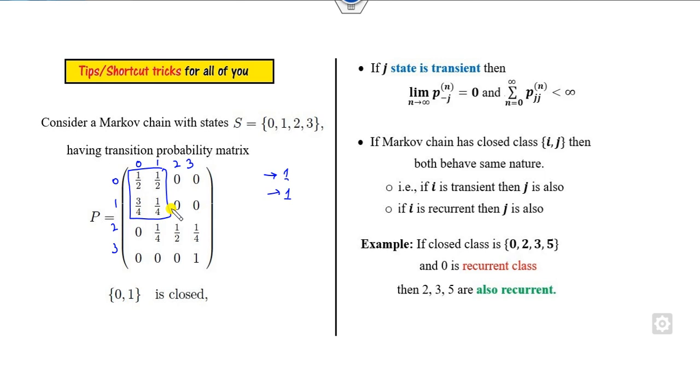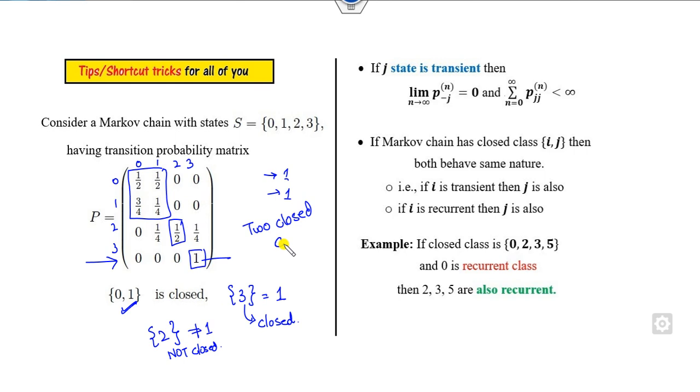If you look at state 3, it is simple: third row, third column, the point of intersection is 1. So this is also a closed class. Look at state 2 only: second row, second column, which is not equal to 1. So this is not closed. And if you prove that in a Markov chain there are 2 closed classes, then it is called reducible. That's a simple shortcut tip for you.